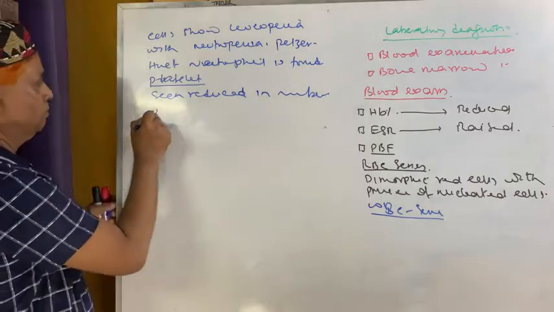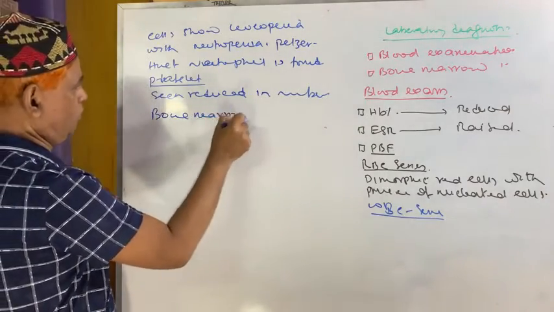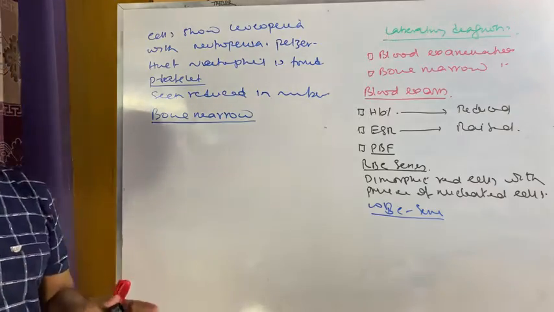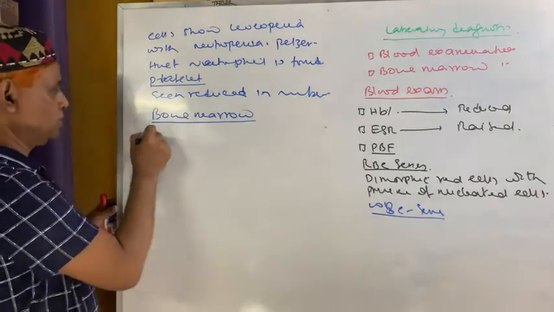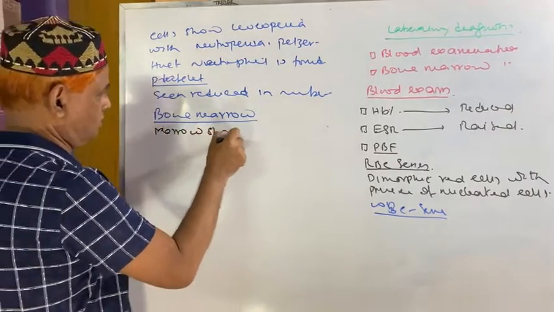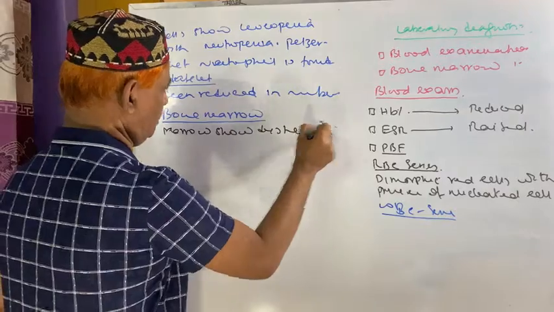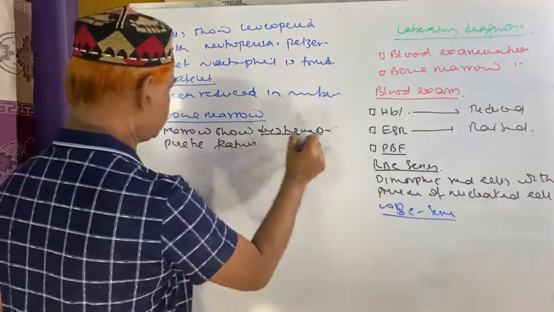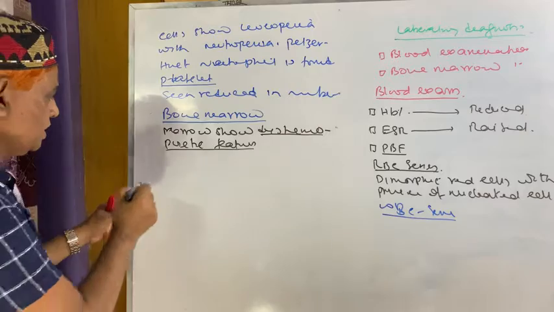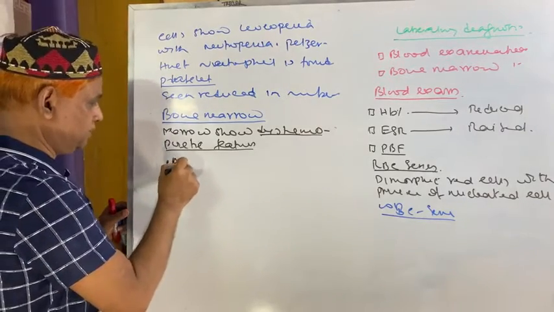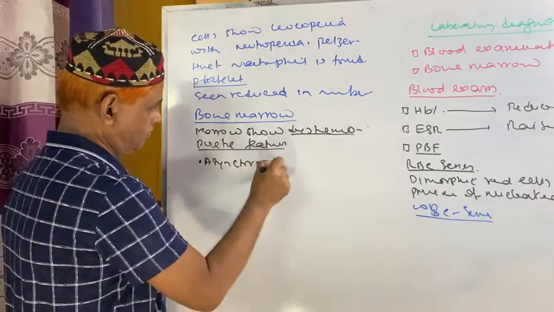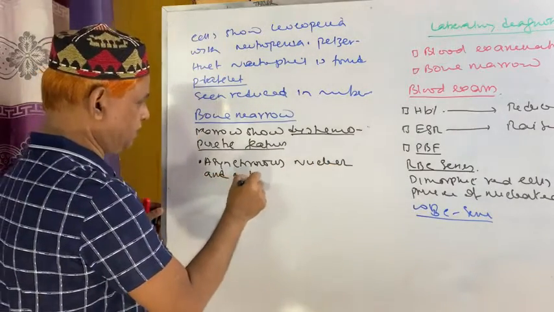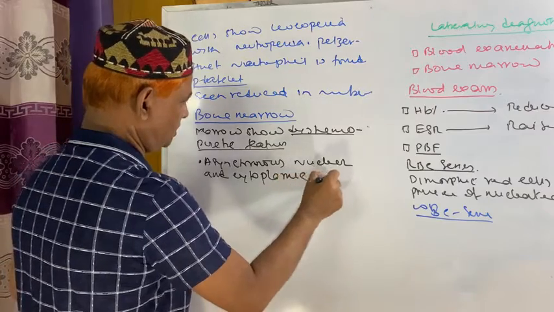Now come to bone marrow. Bone marrow shows these dyshematopoietic features. What are the dyshematopoietic features in myelodysplastic disorder? Number one, asynchronous nuclear and cytoplasmic maturation.